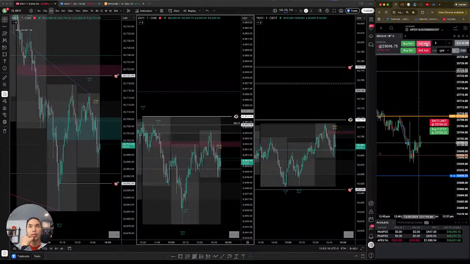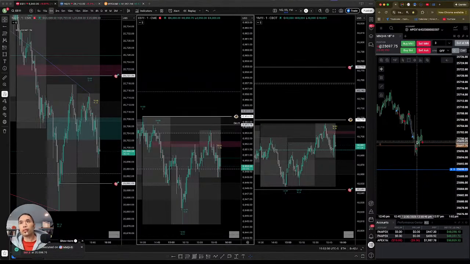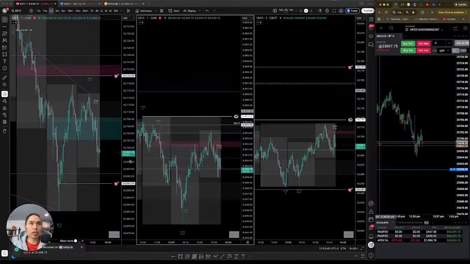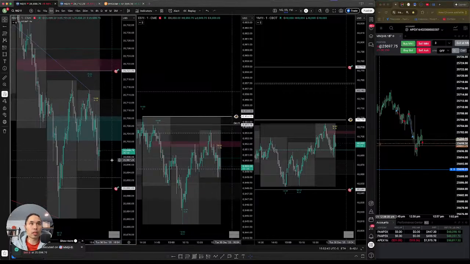I think we are going to reject that. I think we're gonna head lower. Let's see what the 55 candle does. I'm gonna average up here. Order filled. And then I'm gonna put my stop at once we close below this order block here.